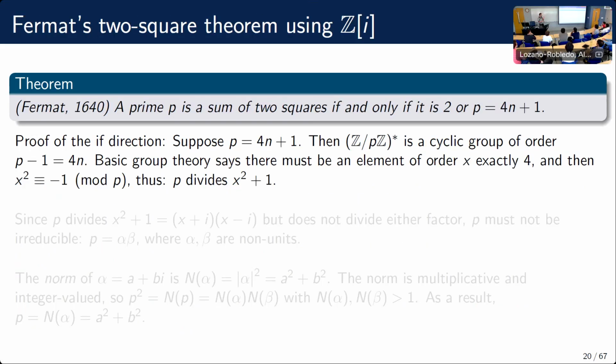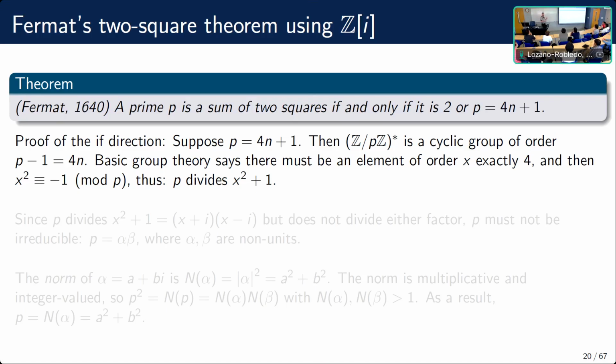All right, back to this theorem. The proof of the interesting direction, where you start with a prime of the form 4n plus 1 and you try to show it is a sum of two squares, an efficient proof is going to borrow some techniques from abstract algebra. So let's consider Z mod pZ, that's a ring. The star means the units in that ring, and a standard fact in number theory is that this is a cyclic group. The order of that group is p minus 1, and that's divisible by 4.